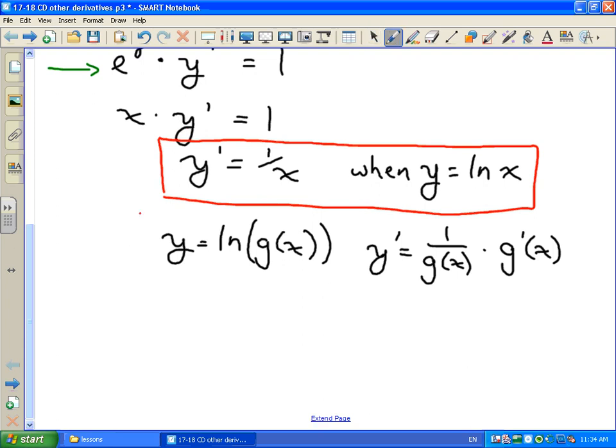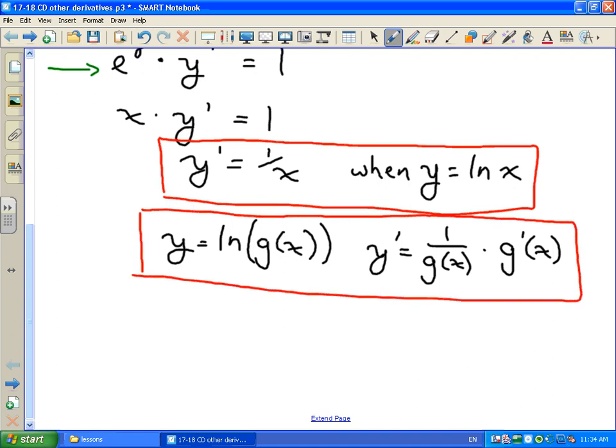So there are the two derivative rules that you need to know for natural logarithms.